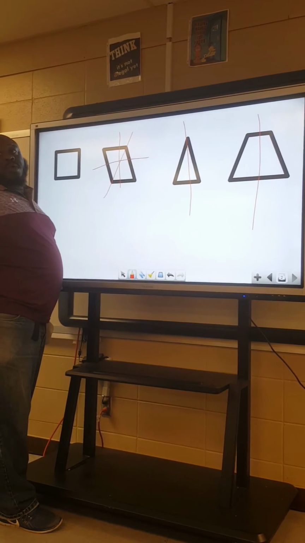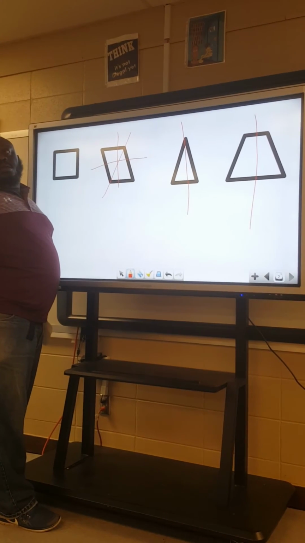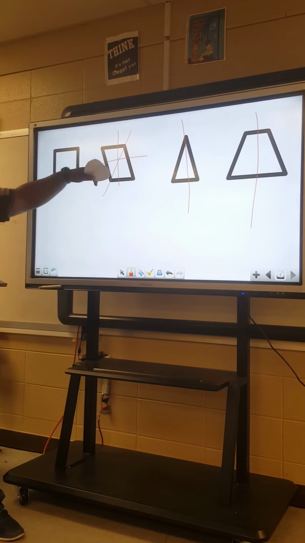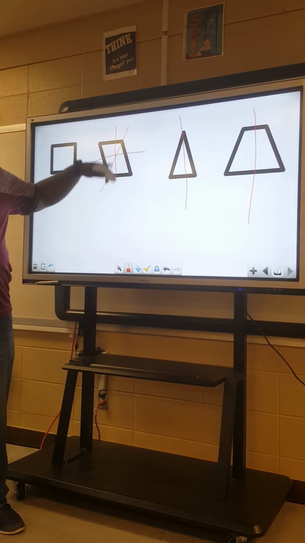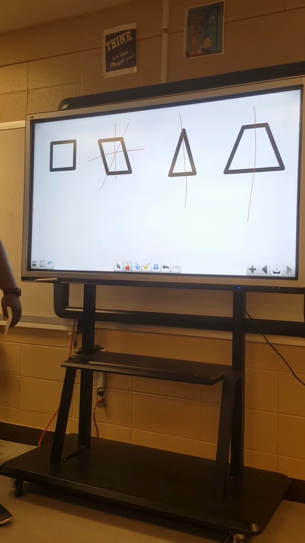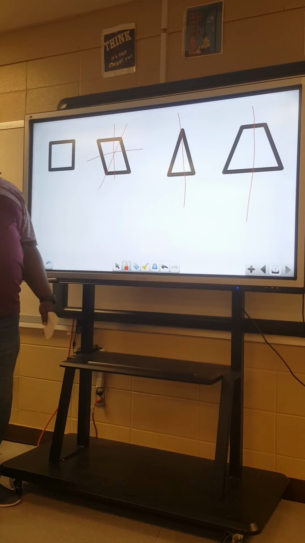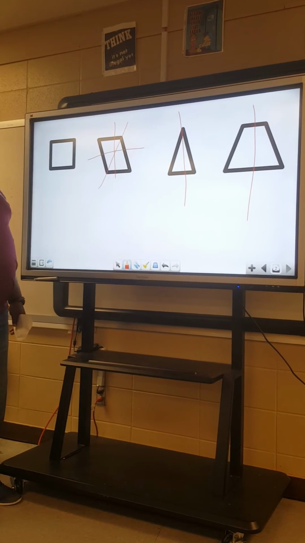Thumbs up, yes. Thumbs down, no. Yeah, because if you fold it, this diagonal right here will be a line of symmetry. No, because the corners wouldn't match. Yeah, that would be, because if you fold it, if you cut it.